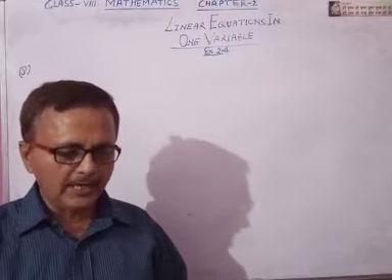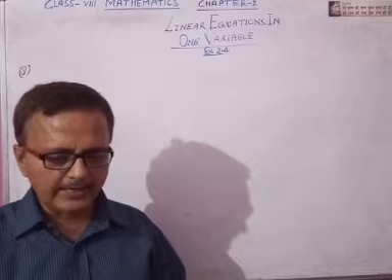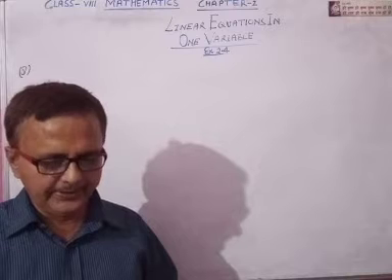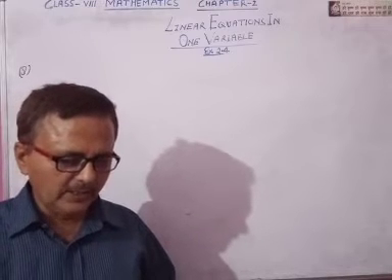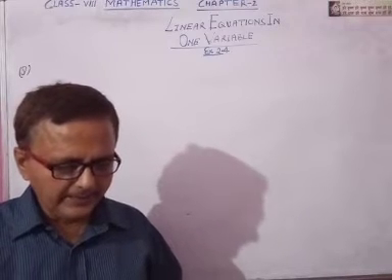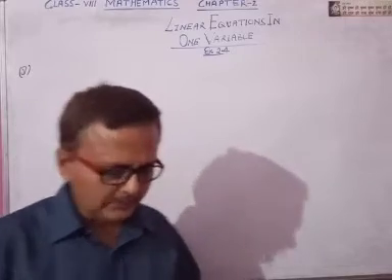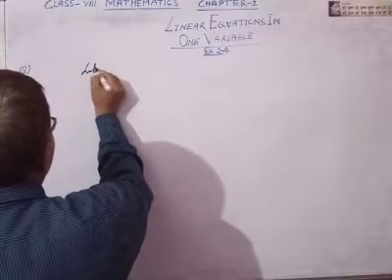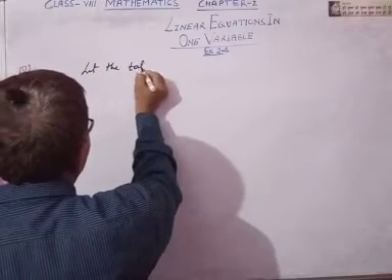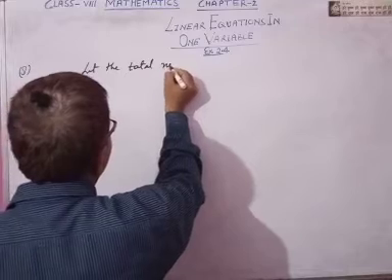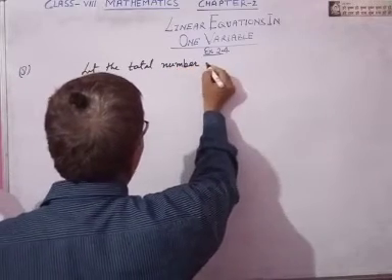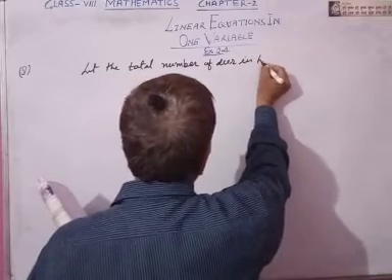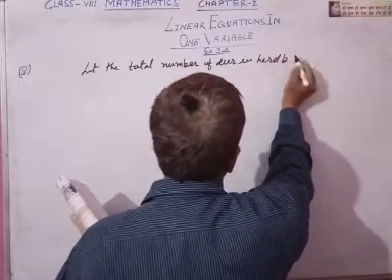Now question number 8. Half of a herd of deer are grazing in the field and 3/4 of the remaining are playing nearby. The rest 9 are drinking water from the pond. Find the number of deer in the herd. Let the total number of deer in the herd be x.